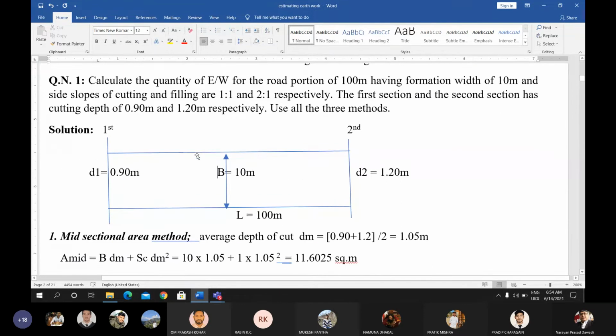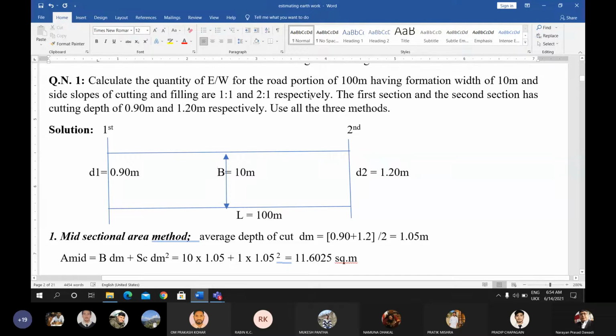Question number 1: calculate the quantity of earth for the road portion of 100 meter having formation width of 10 meter, and the side slopes of cutting and filling are 1:1 and 2:1 respectively. The first section and the second section has a cutting depth of 0.90 meter and 1.20 meter respectively. Use all the three methods. You are asked to find the volume of earth using the three methods.